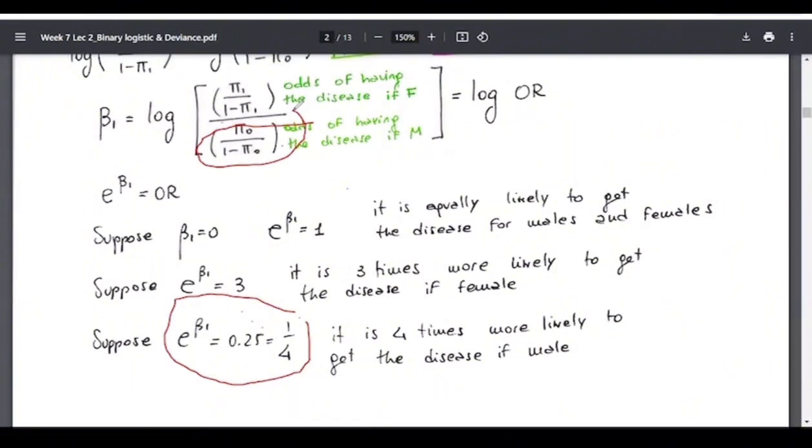I can still interpret this for female. Instead of saying it is 4 times more likely to get the disease if male, I'm going to say it is 4 times less likely to get the disease if female. Does that make sense? So that is the interpretation. Okay. So the interpretation continues.